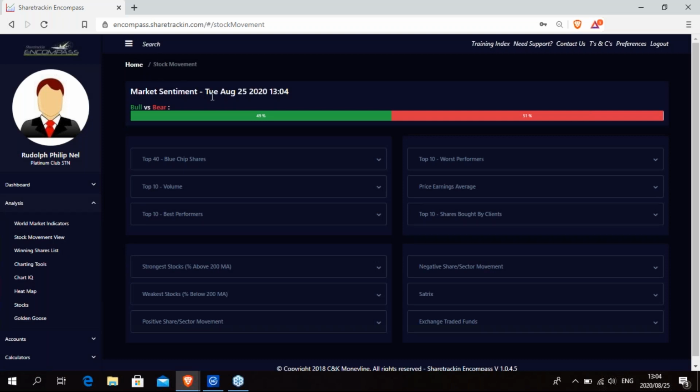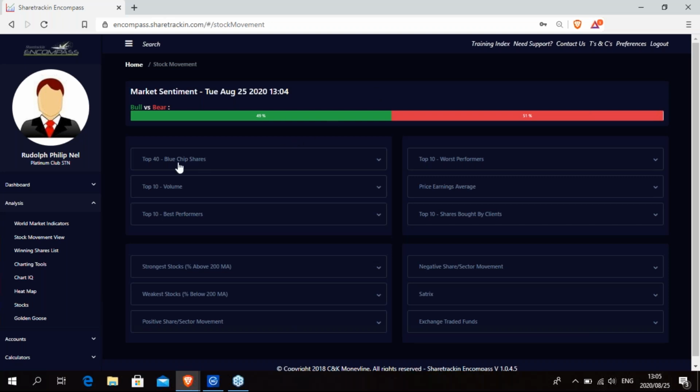So the market sentiment, you can see that the JSE is currently more in a bearish trend than in a bullish trend. It's only 1%, so it means that it's half and half. So 50% of shares went up and 50% of the shares went down. In this case, it's 49.51. So the market can't really decide where it wants to go at this stage.